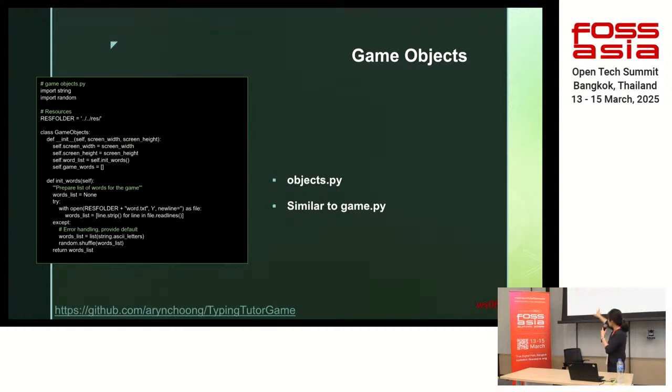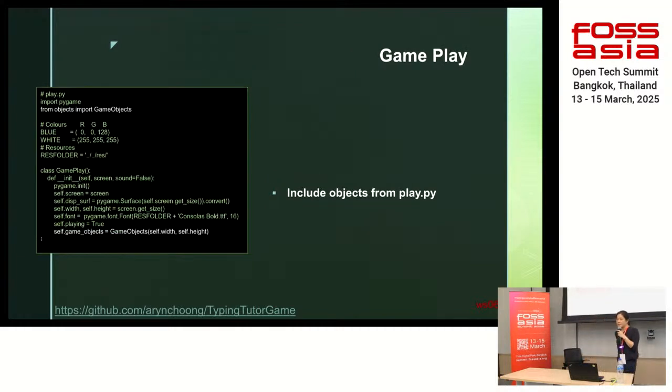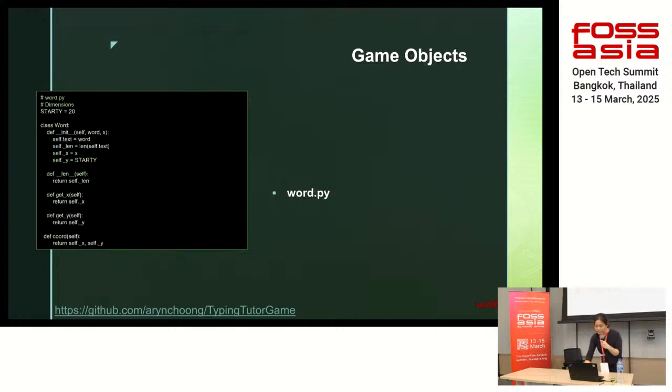And then we strip it of all the unnecessary things just so that we tokenize. This is what we call tokenizing, right? We tokenize all the words so that we know each word is which. And then now we have our word list. We shuffle it up just for randomness. And next, we want to include these objects from play.py. Now our play includes objects, the game objects itself.